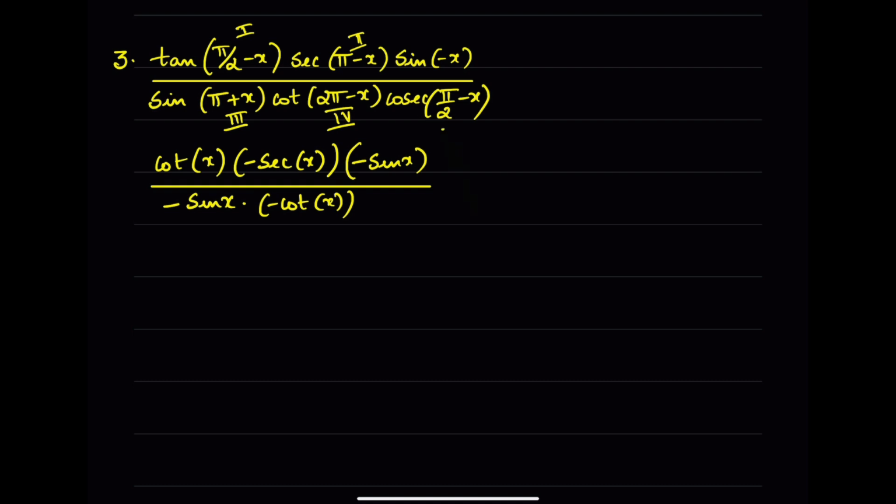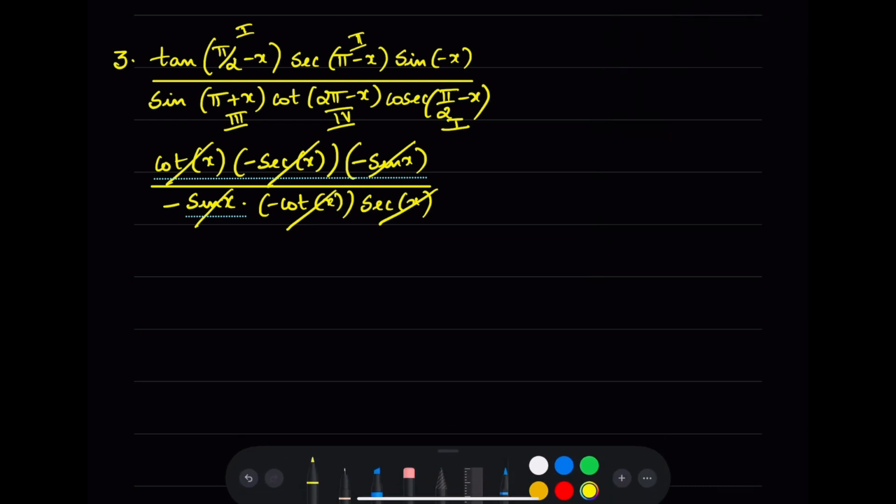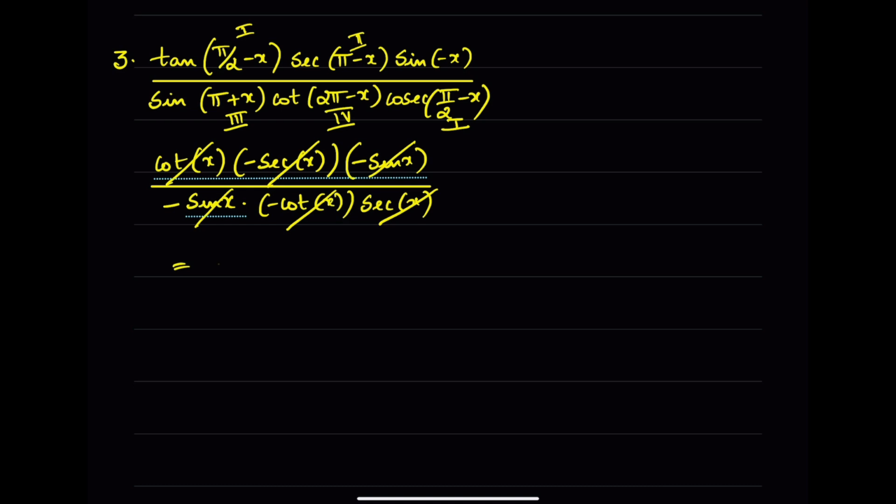Now secant of pi by 2 minus x is first quadrant. So in first quadrant all the trigonometric ratios are positive. So we will end up with cosecant of x. Now let's see what can be cancelled out. So secant can be cancelled, sine can be cancelled, and cot also can be cancelled. And if we observe here, we have two negative signs in the numerator and 2 in the denominator. So this will be minus 1 divided by minus 1, and the final answer is 1.